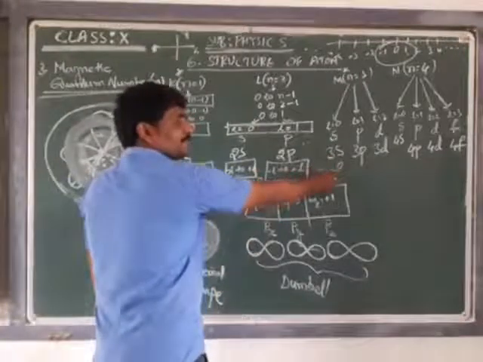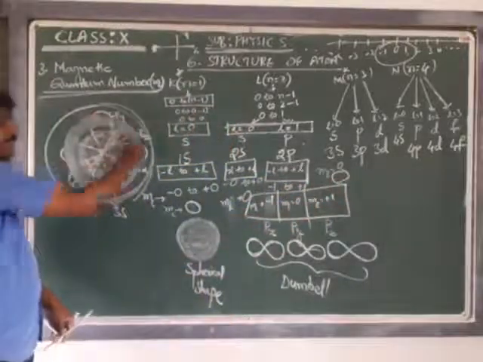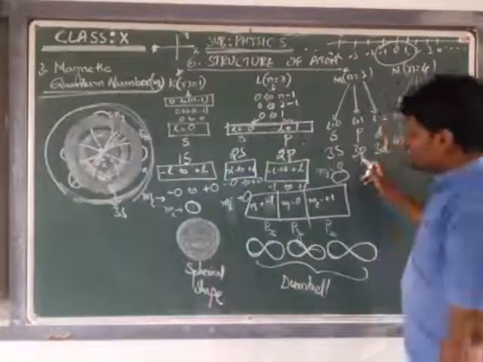As it is 3s, the ml value will be 0. Again, it will be in the form of a sphere. So sphere, this is 3s. Okay. Now 3p.